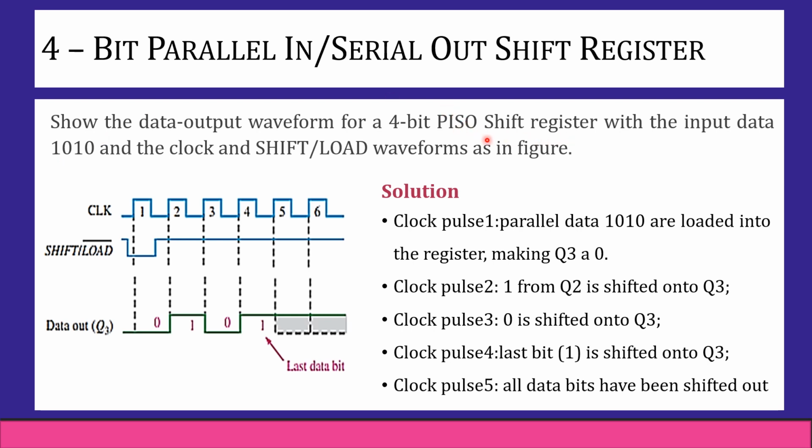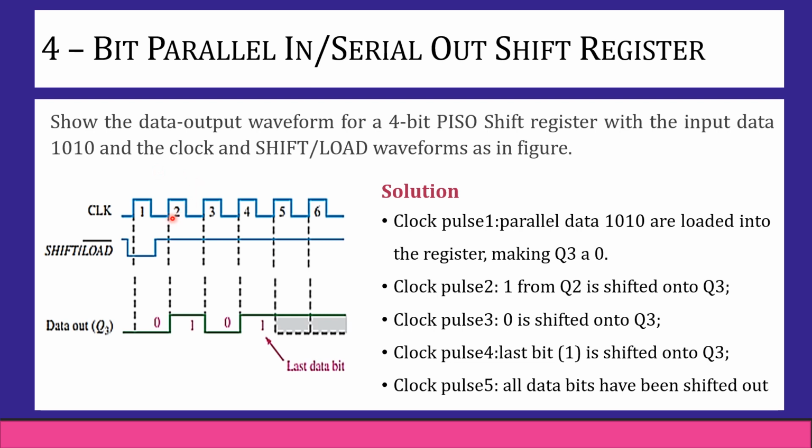In the case of a 4-bit PISO shift register, we have 4 input lines, and through these 4 input lines, the data 1010 is loaded into the register, making Q3 equal to 0. So Q3 is our output line, and the LSB bit 0 is there in the Q3 line. So the Q3 value is 0 and so 0 can be taken out.